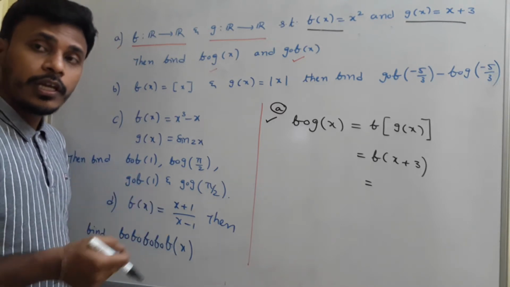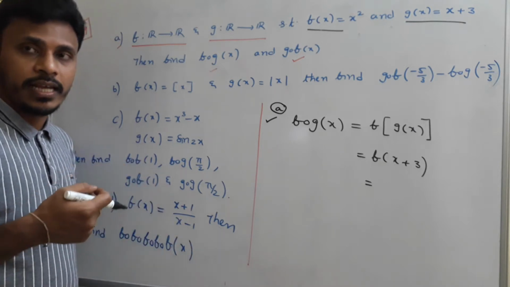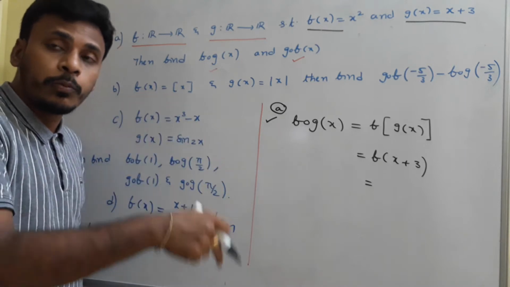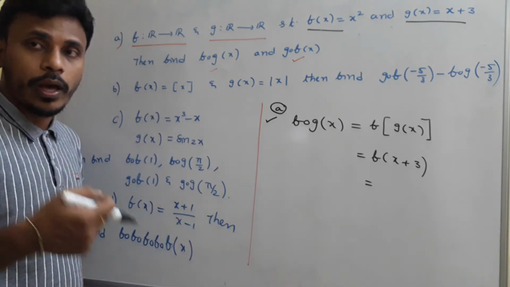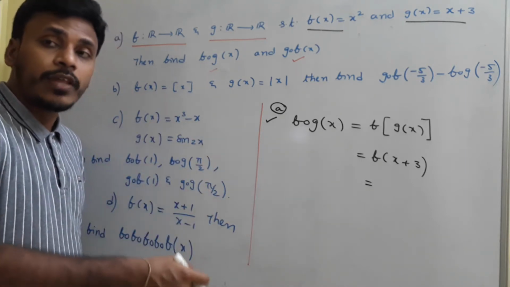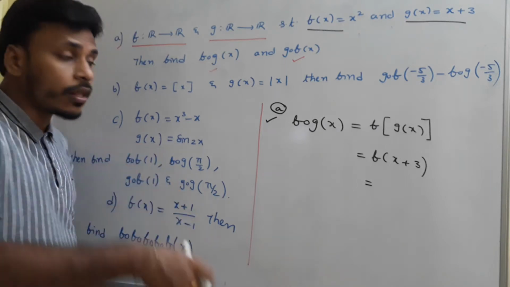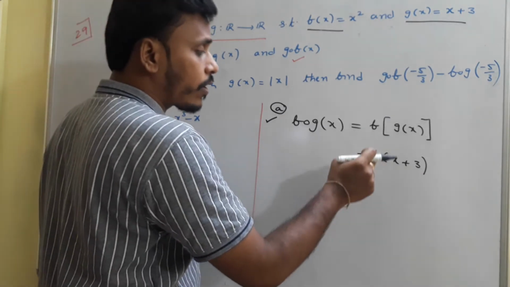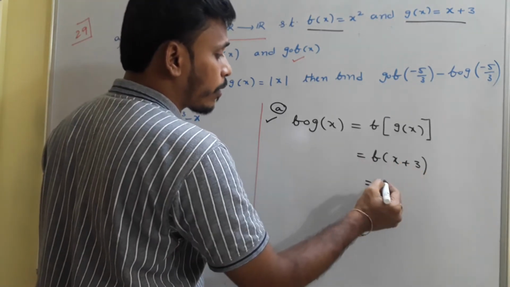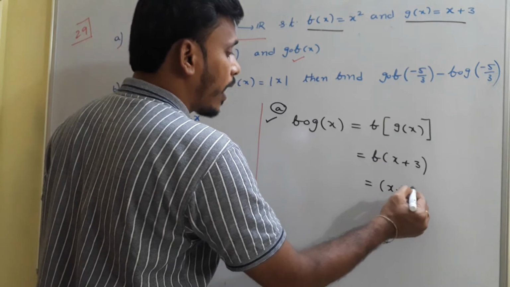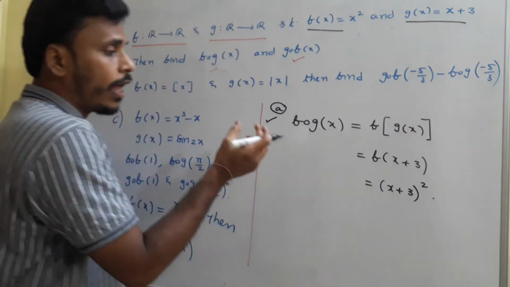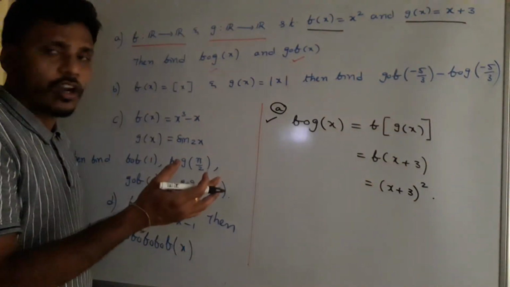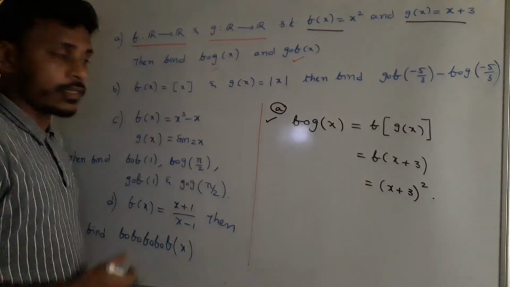What is your input? If your input is x, output is x square. If your input is y, output is y square. If your input is 3, output is 3 square. If your input is some z, output is z square. Here your input is x plus 3 for the f. For the function or for the machine, if your input is x plus 3, then the output is what? x plus 3 whole square. So f circle g of x is simply x plus 3 whole square. Okay, that is the task.